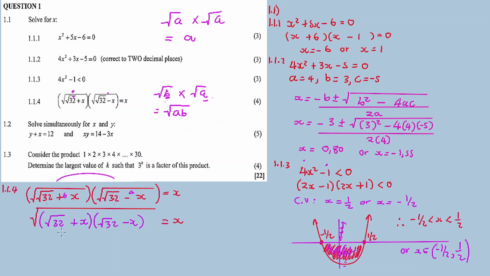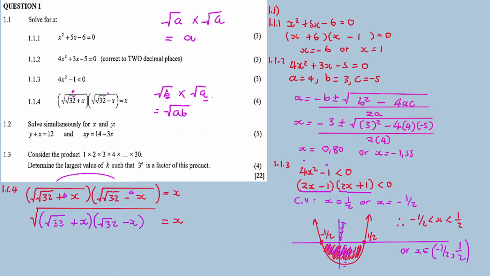You can use the foil method: square root 32 times square root 32, square root 32 times minus x, and write the answer, and so on, and then you collect like terms and add again. But these brackets remind me of this, a difference of two squares: square root 32 plus x, square root 32 minus x, like 2x minus 1, 2x plus 1. It's a difference of two squares.